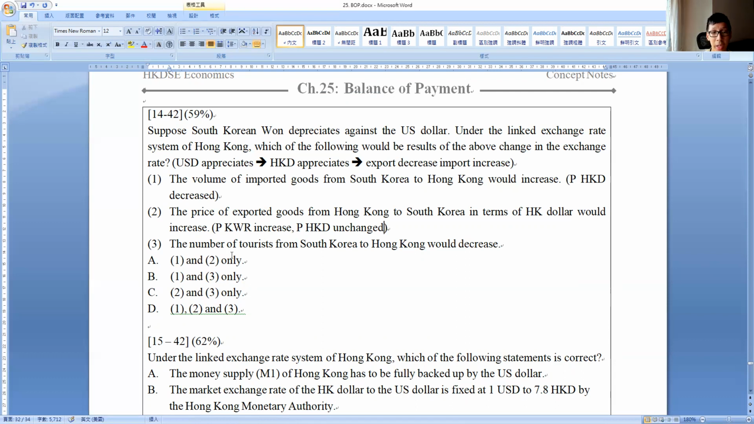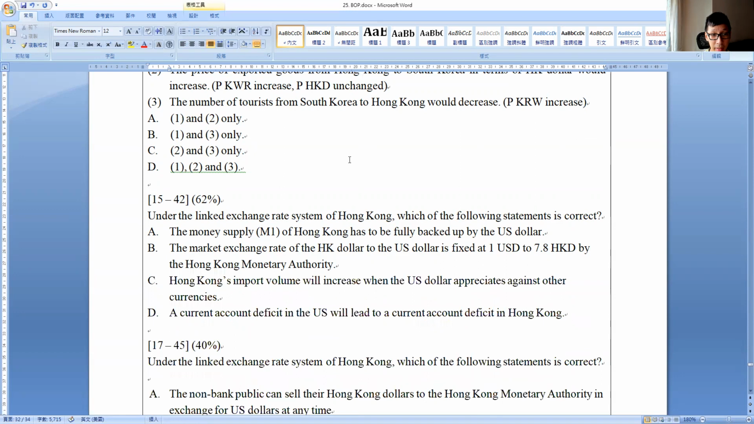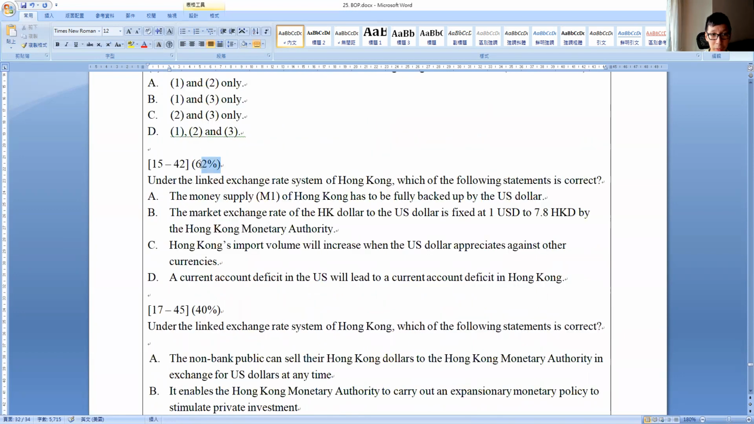好啦，最後啦，the number of tourists from South Korea to Hong Kong would decrease. Yes, because we talk about price in terms of Korean won would have increased. Therefore, there would be fewer tourists from South Korea coming to Hong Kong. 貴咗啊啲嘢。Okay, 好嘛，by law of demand, it would be the case. So number 1 and 3, answer B. 好嘛，好啦。Now next question. Now again, 62%. Quite a lot of people get it right. 好多人都啱㗎。好嘛，好啦。Under the linked exchange rate system of Hong Kong, which of the following statement is correct?